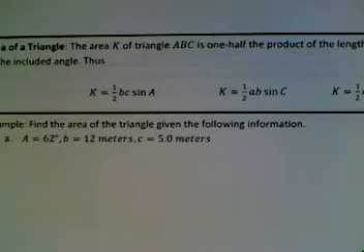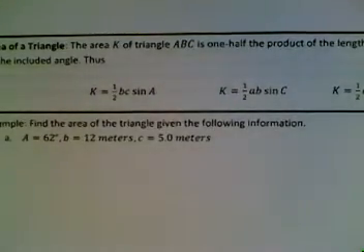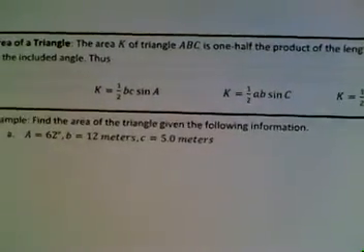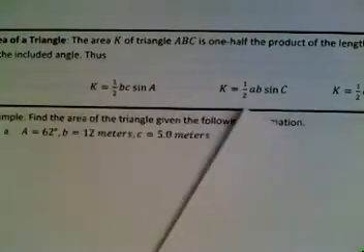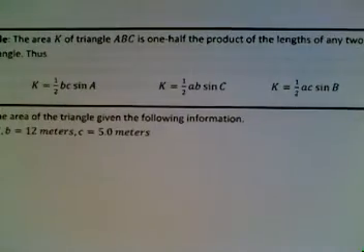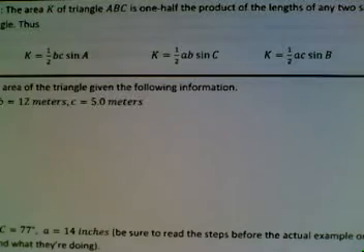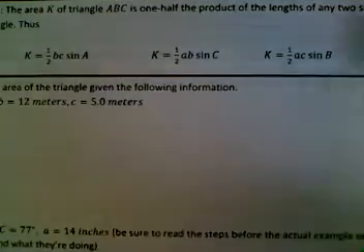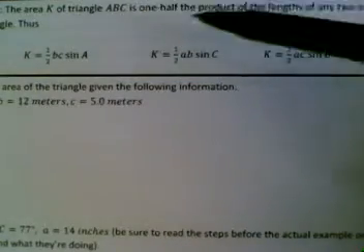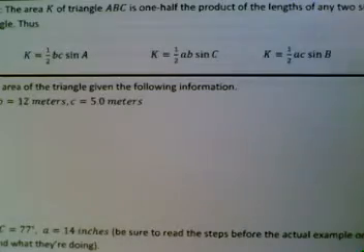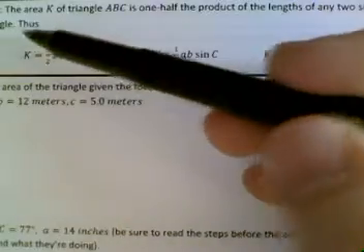Okay. So, when we're talking about all of these angles, there's a way to talk about the area of them, specifically in reference to these formulas. So, the area K of a triangle ABC is 1/2 the product of the lengths of any two sides and the sine of the included angle.